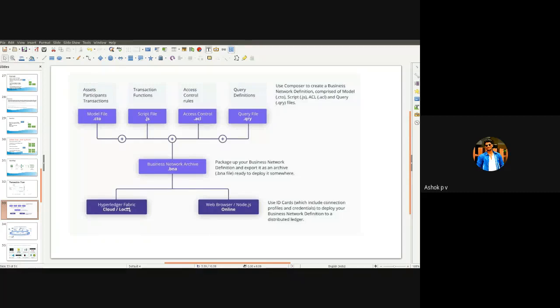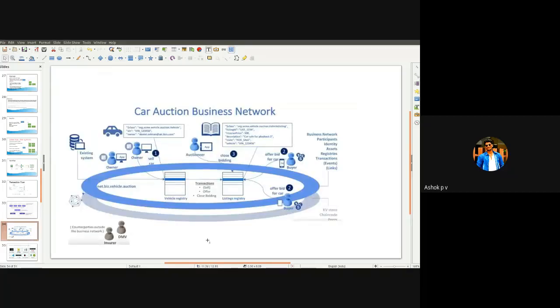So this is the total Hyperledger Composer concept, where we use these different things and create a business network archive to be deployed on Hyperledger Fabric. So let's take an example of the car auction business network, where we can try to create a network and put it across Hyperledger Composer.